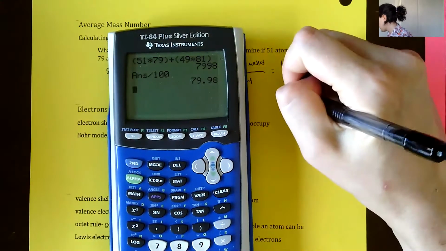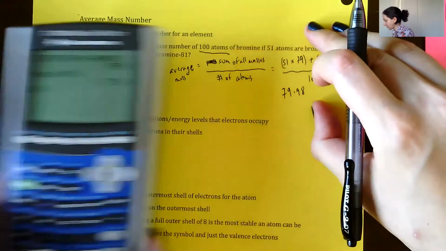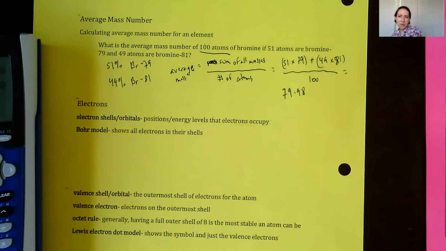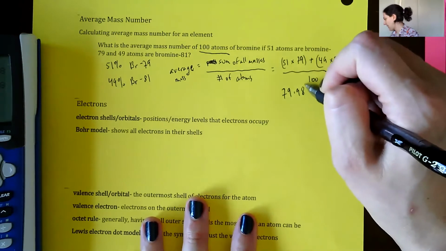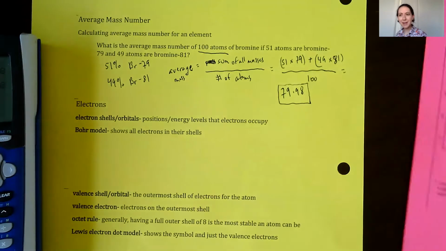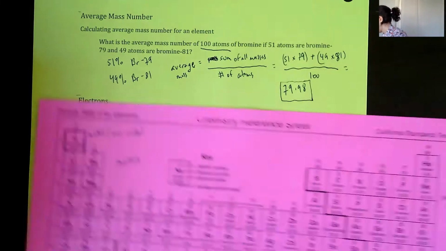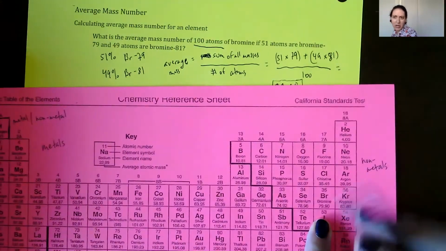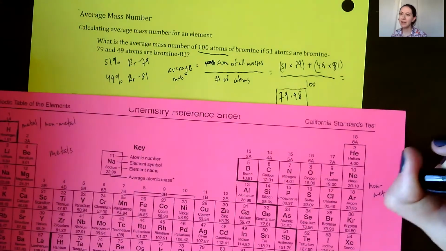Okay. So that is going to be 79.98. Technically, there is a unit for this, and it's AMUs, but we're not going to worry about it. So our average atomic mass is 79.98. Let's compare that to the periodic table. Let's see, bromine. Bromine is right here, and you can see it's 79.90. So that's pretty close. I think we pretty much got it.